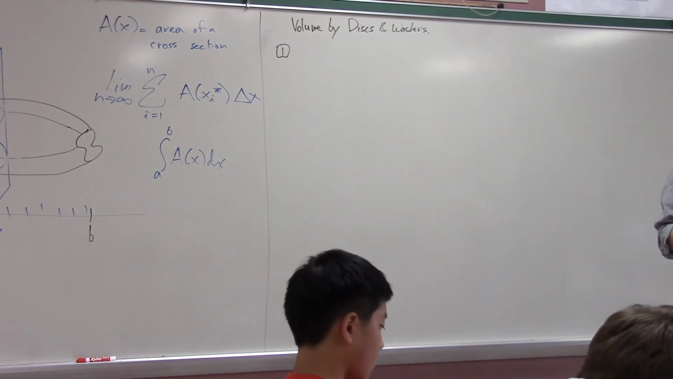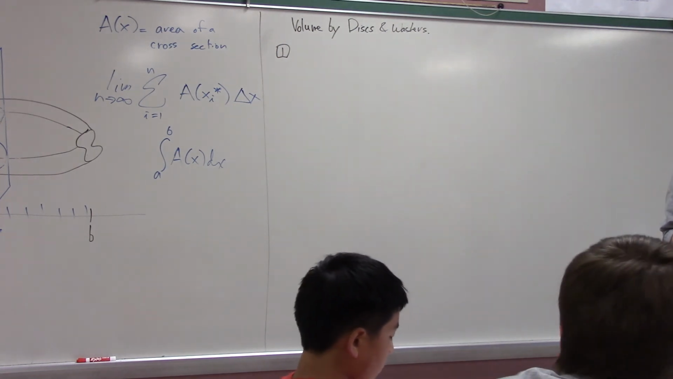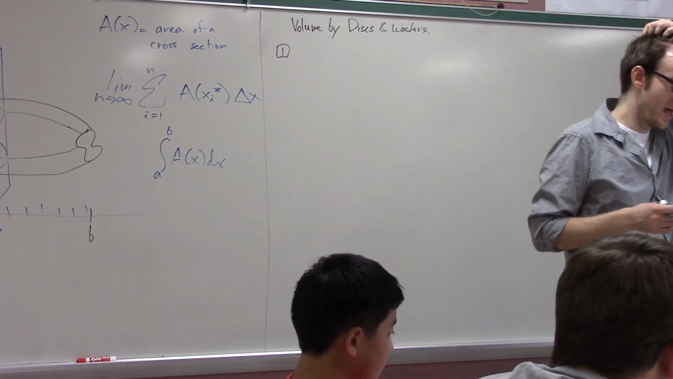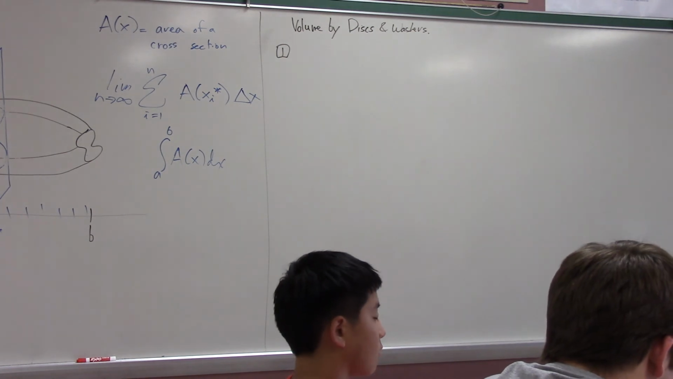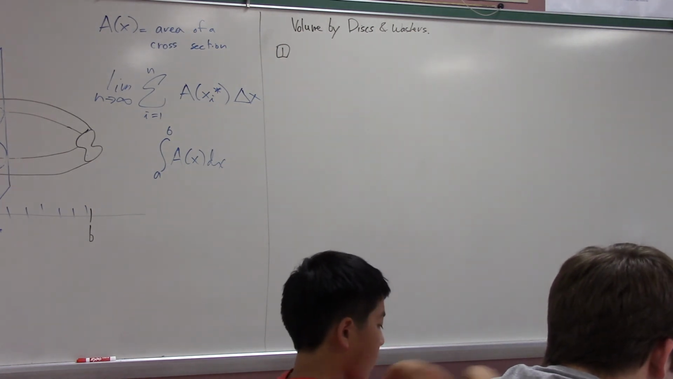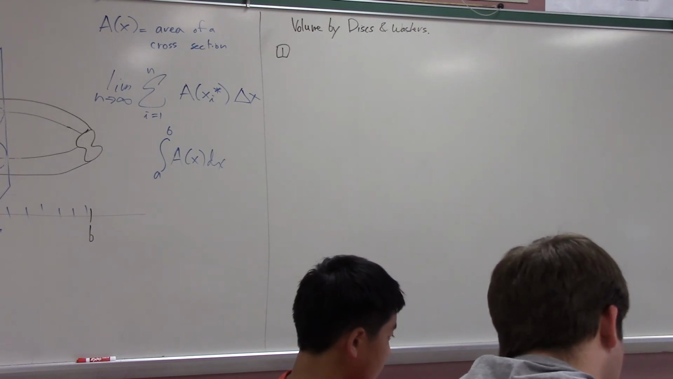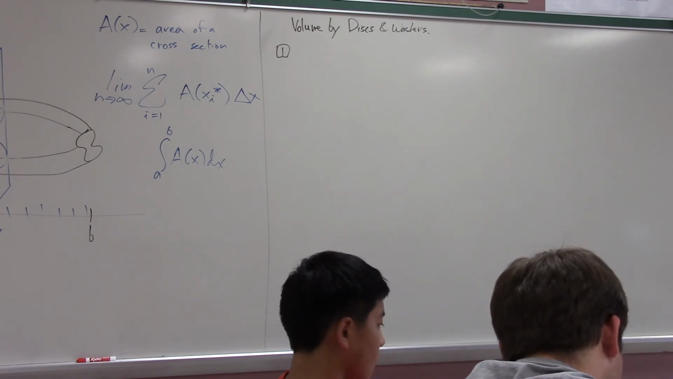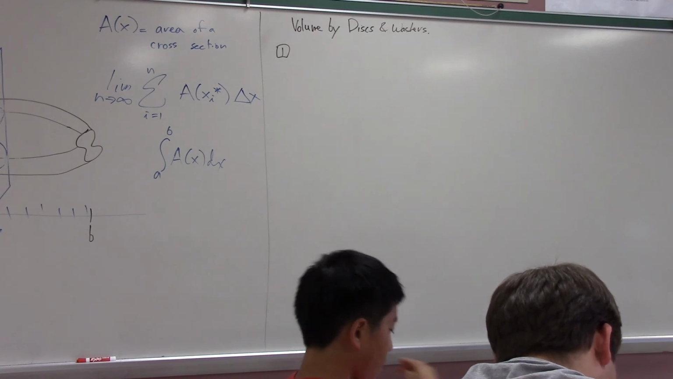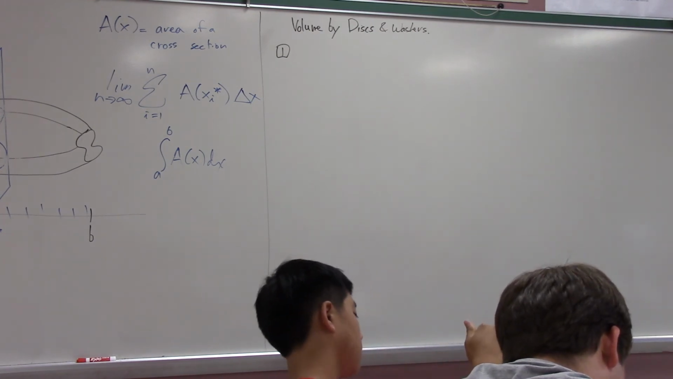Let's go fast. Find the volume of the solid formed by rotating about the x-axis the region bounded by y equals x squared, y equals 0, and x equals 2. Please read that 3 more times, and then draw a nice big picture of what is actually going on.